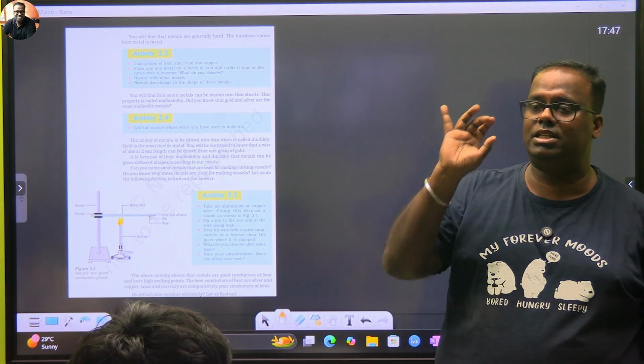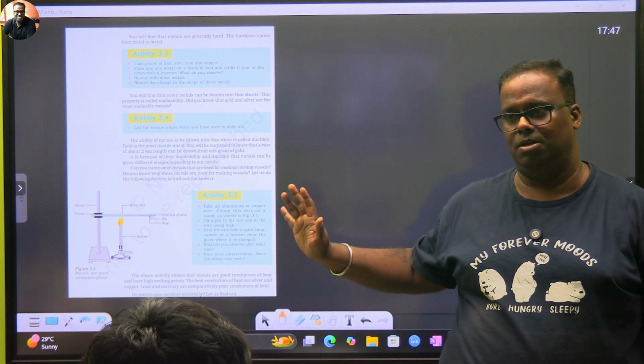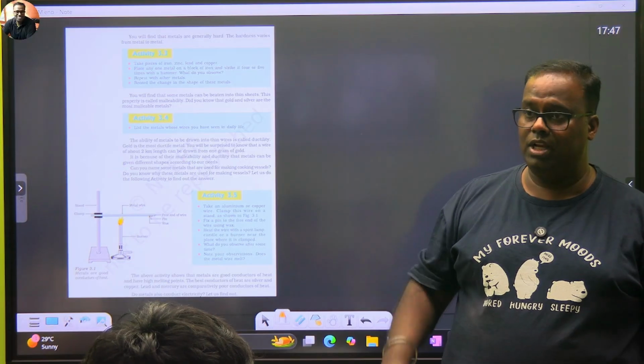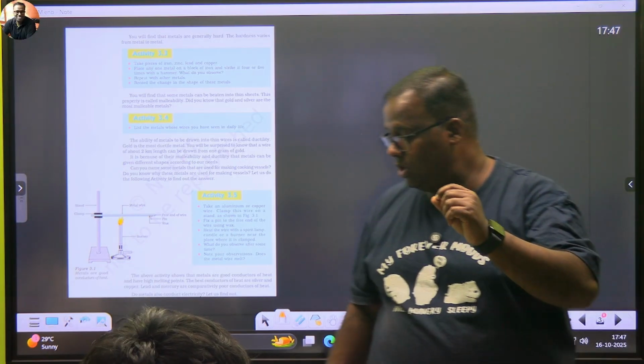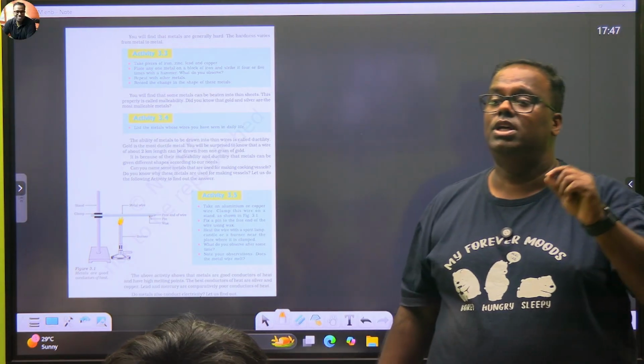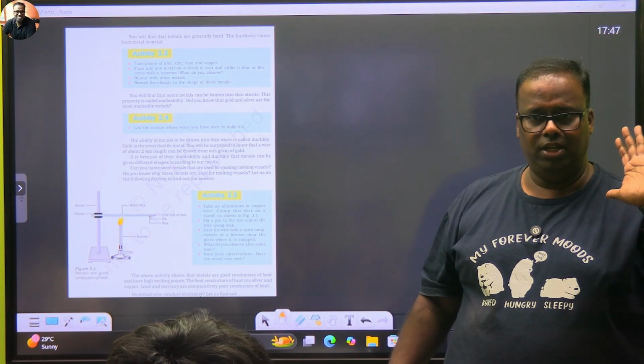Metals have a characteristic signature of having free electrons in them. Non-metals do not have free electrons, with the exception of carbon in the form of graphite. Is this clear? Okay.